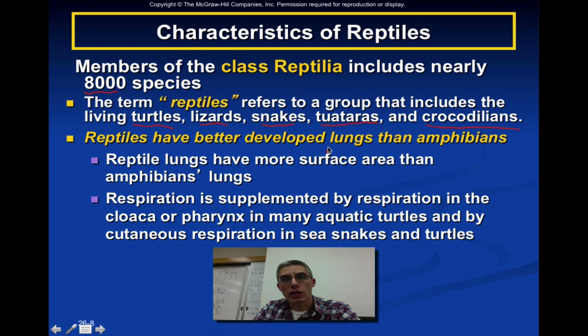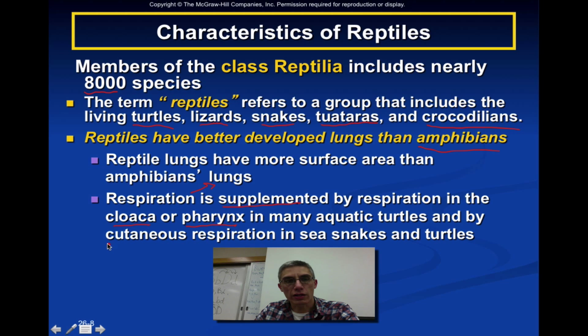Now, reptiles definitely have much better developed lungs than we had seen with the amphibians. Reptile lungs have much more surface area than you would find in most amphibian lungs. Now, as we had said a bit earlier, respiration is going to occur primarily with the lungs that we've just mentioned, but occasionally you might find animals where the respiration process might be supplemented in the cloaca, believe it or not, or the pharynx of some aquatic turtles.